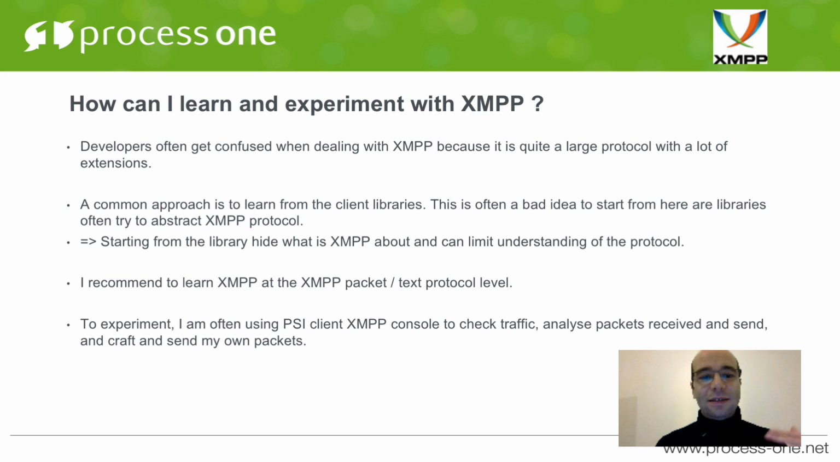And for that, I'm often showing that you can use the Psi client, which has a very good XMPP console that you can use to check the traffic, see what the client is sending, see what the client is receiving, and learn the XMPP protocol with that. So you can see, okay, when I log in, here is what the client is sending. When I'm joining a mock chat room, here is what the client is sending, and here is what I receive. And it helps you learn how the XMPP protocol works. It's also very handy to troubleshoot your own client.